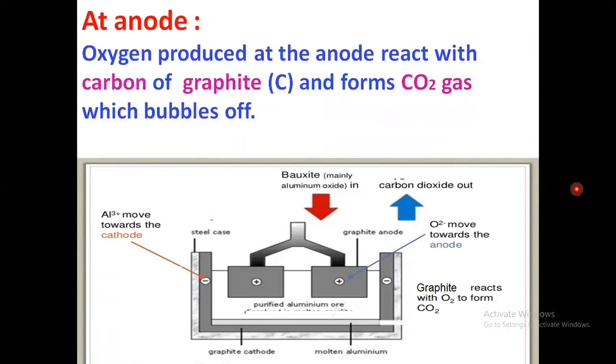Now let's see what happens at the anode. Oxygen from the aluminium oxide in molten cryolite will be attracted towards the anode, right? And this oxygen produced at the anode reacts with the carbon of graphite, right? It reacts with the carbon of graphite and forms carbon dioxide, which bubbles off from this equipment into the surroundings. Clear? So in this way, we have got pure aluminium metal by the process of electrolysis. Clear?